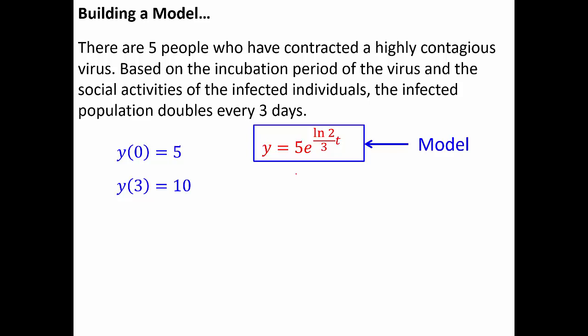I can now use this equation to make predictions about how fast the contagion is going to be spreading through the population. I can use the model to figure out at what time a particular number of people were infected. I can figure out anything I need to know about this situation using this model. But I'm not quite happy yet.